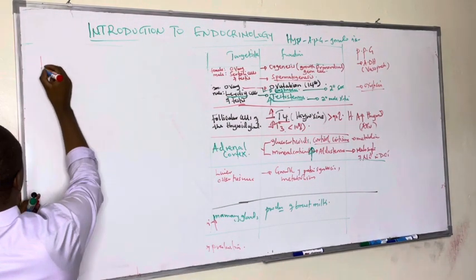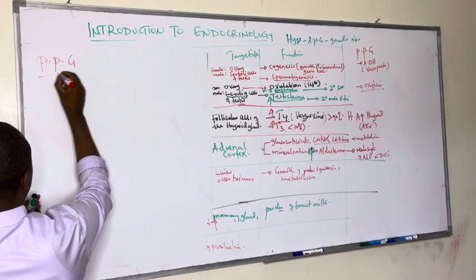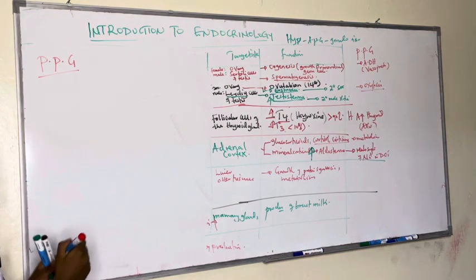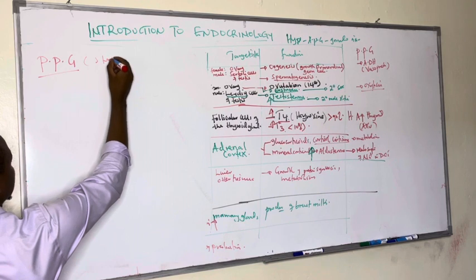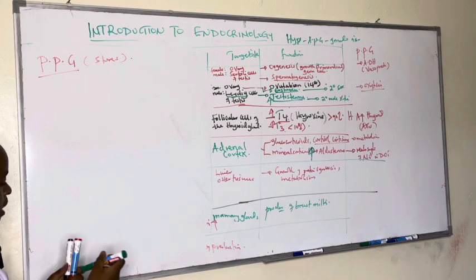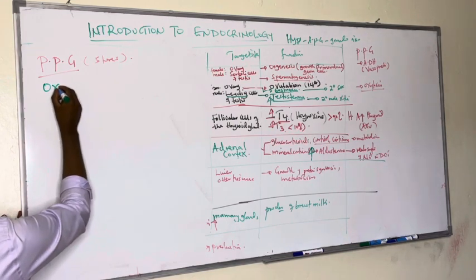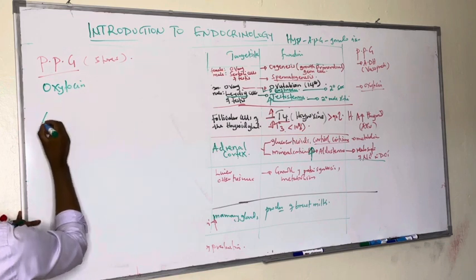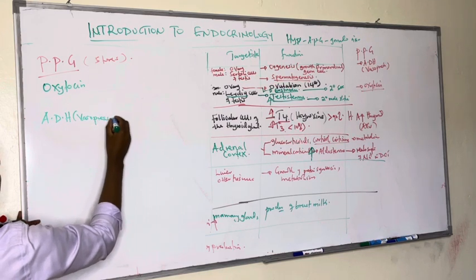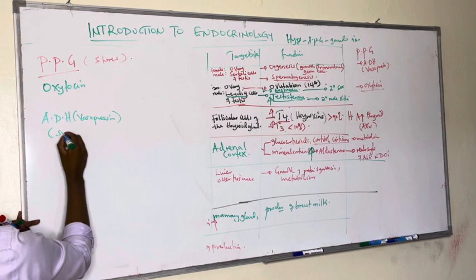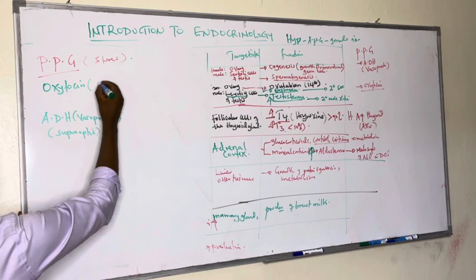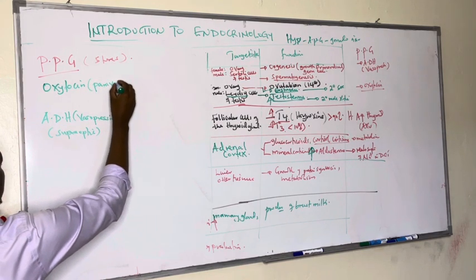So we are saying the posterior pituitary gland does not synthesize, it stores. It is responsible for storing hormones like oxytocin and antidiuretic hormone, or what we call vasopressin. We said antidiuretic hormone is produced by the supraoptic nerves, and oxytocin is produced by the paraventricular nerves.